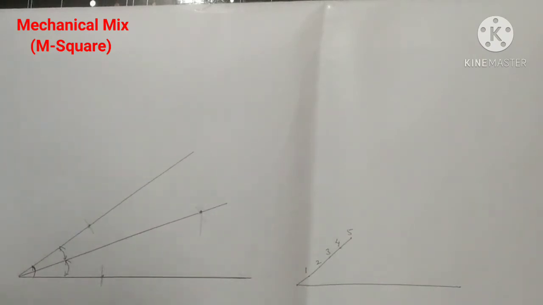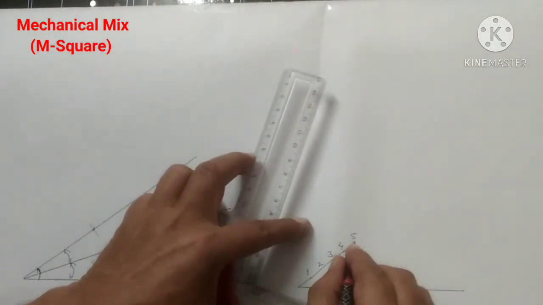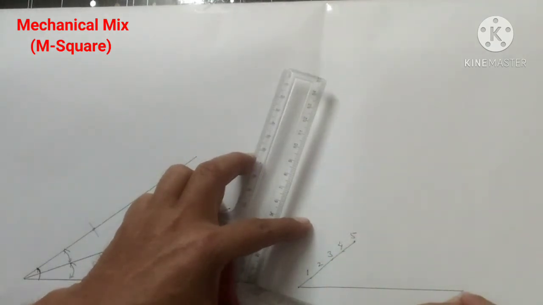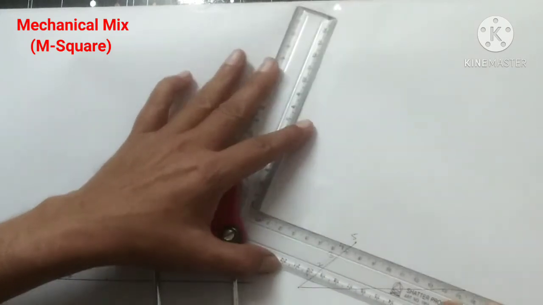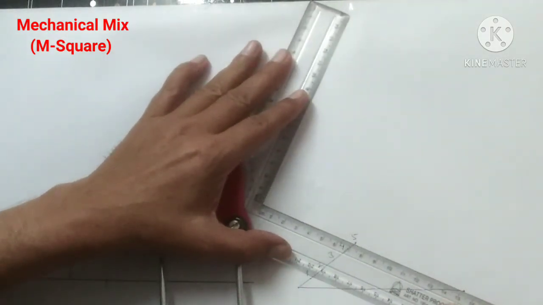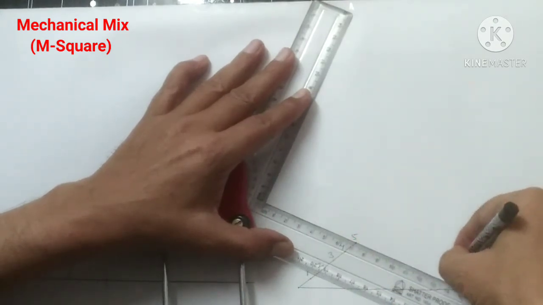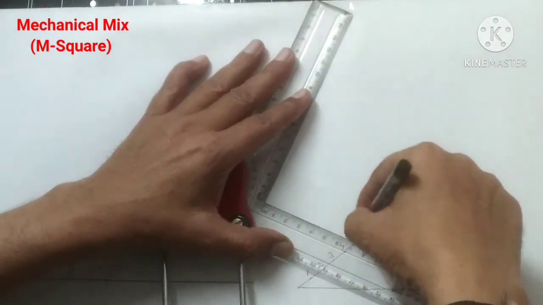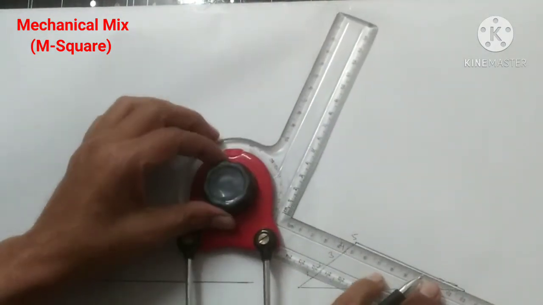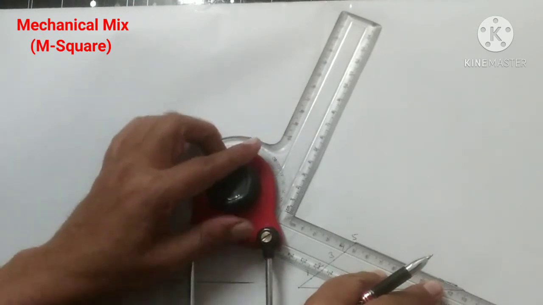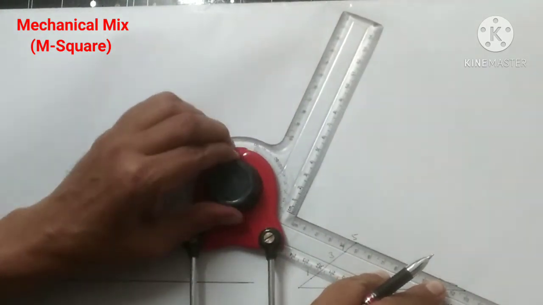So by joining the edge points of this line, the 5th point, and here our line which is to be divided, by joining these 2 points, I can draw a line. After drawing this line, fix your drafter scale like this. Fix your drafter scale like this.